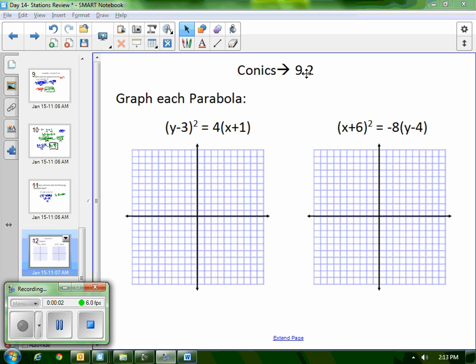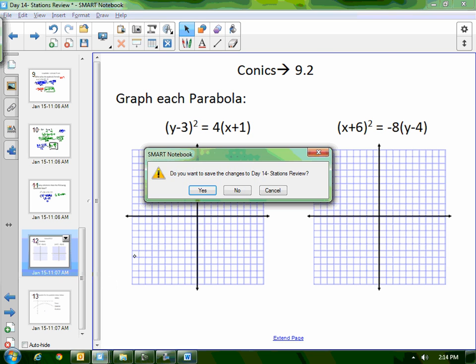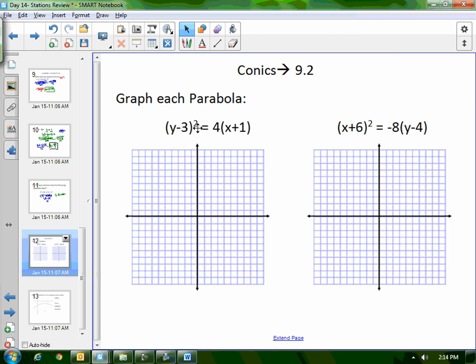Chapter 9, we're talking conic sections. We are really kicking it up a notch here, folks. When you see a y squared, you should be thinking this is going to be a left-right parabola. It's not going to be an x squared where we've had up-down. This is going to be a left or right. And when you see a positive 4, you know that it's actually going to go to the right.